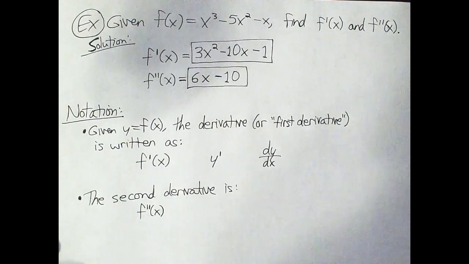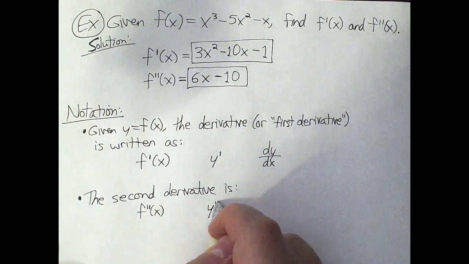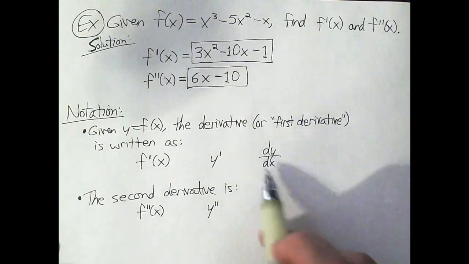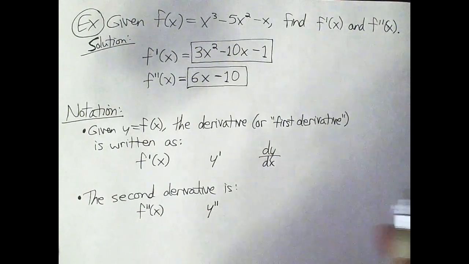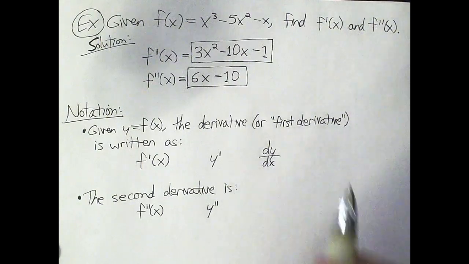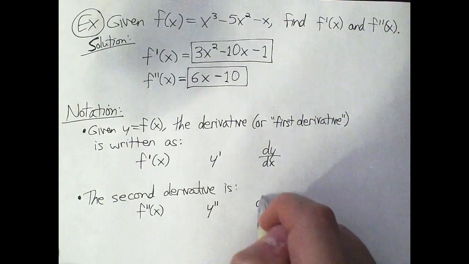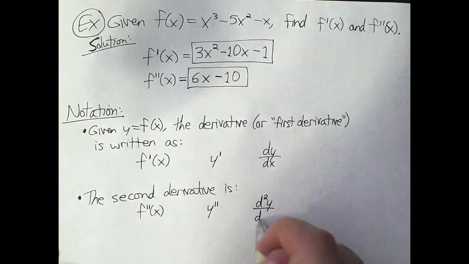What's new to us is that I now want to say that it can also be written as y double prime. And what about the dy dx? How would we have to change dy dx in order to talk about the second derivative? Well, this one is a little bit weird, okay? We changed this in a little bit of a weird way. It's going to actually be d squared y over dx squared.